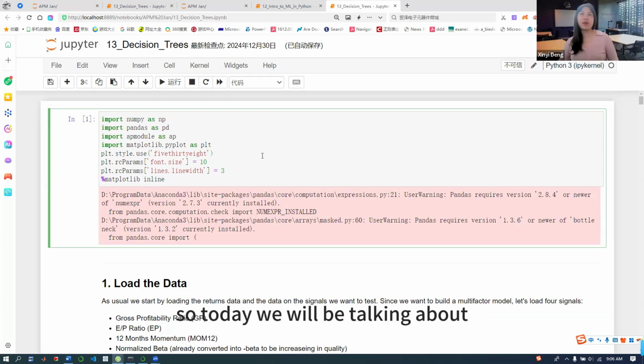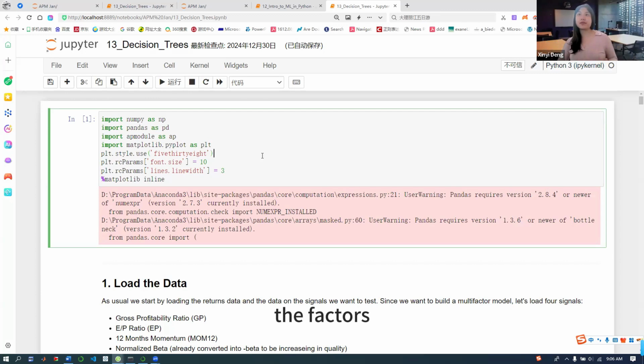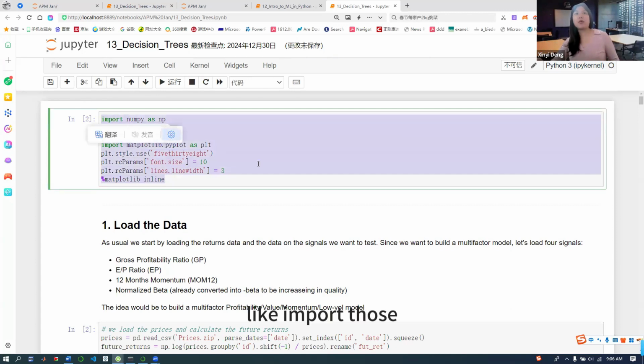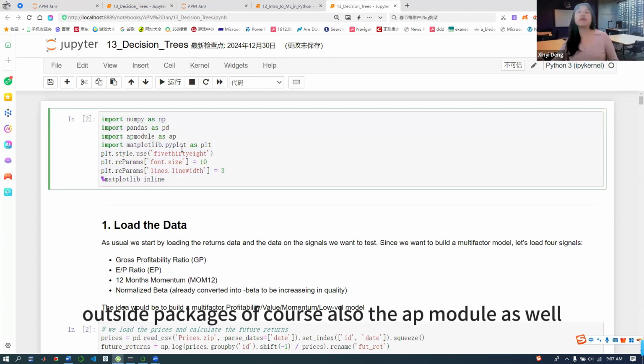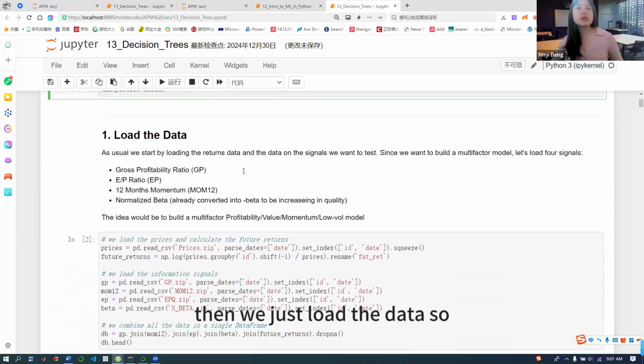So today we will be talking about decision trees, and more specifically, we are using the factors to build decision trees. As usual, let's just import those outside packages. Of course, also the AP module as well. And we also set the plotting style here. Then we just load the data.